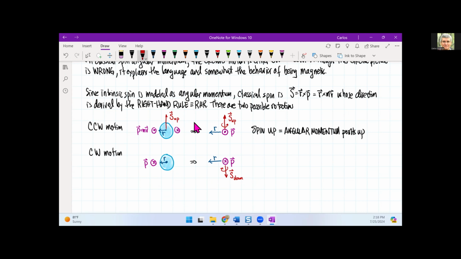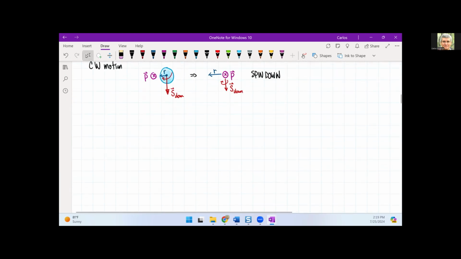In other words, my momentum is pointing down, and therefore I keep putting the symbol for a vector, but that's my vector here. So when I look at this thing, I'm seeing a rotation that's rotating like this. Here, I'm seeing a rotation that rotates like that. So in this case, we call this spin down. Now I want to apply this to the electron.